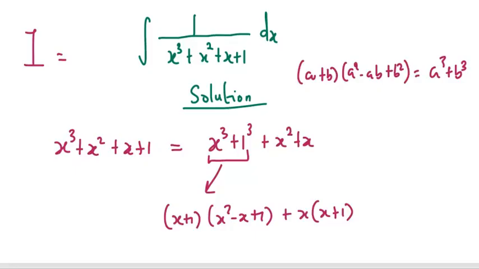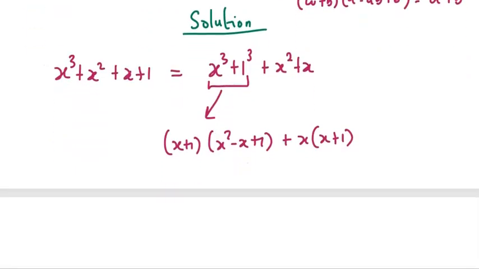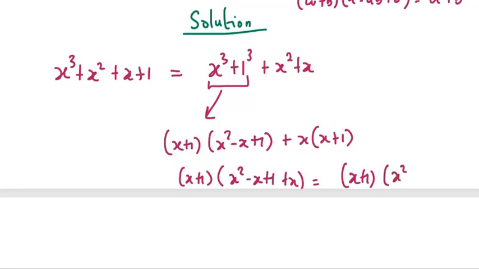Okay, that's nice, right? So from here now, we can see that x plus 1 is common. So take it out. And then we have x squared minus x plus 1 plus x. And this finally gives us x plus 1 multiplied by x squared plus 1. Oh, this is wonderful, right? Okay.